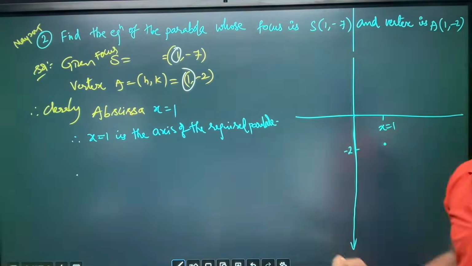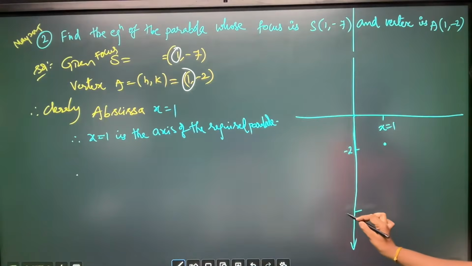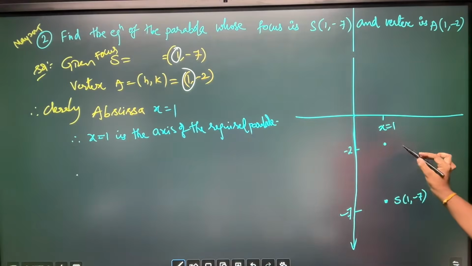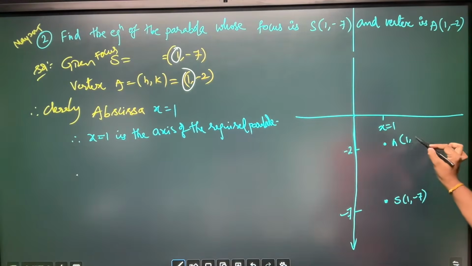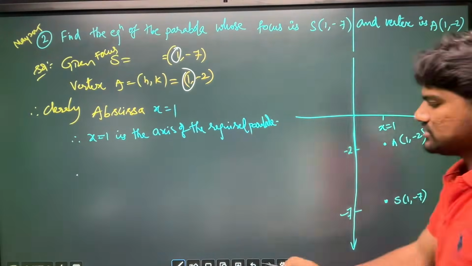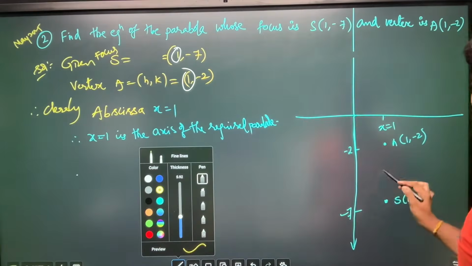Next, 1, -7, that is x equal to 1 only. Somewhere around here take -7. So again 1, -7. What is 1, -7? Focus. This is the focus, ma. 1, -7 is the focus and the vertex A is 1, -2. So the parabola must face the focus side. So the parabola will be facing towards the negative y axis.